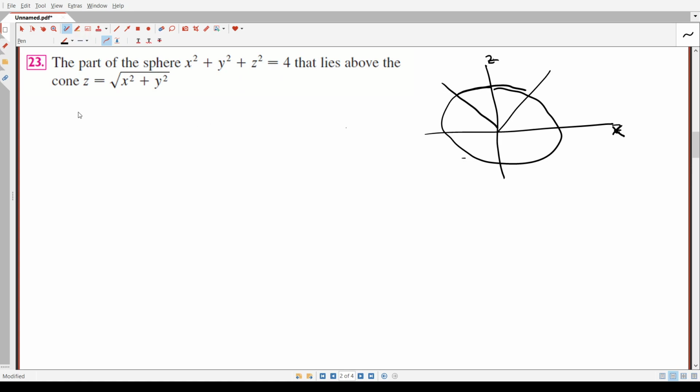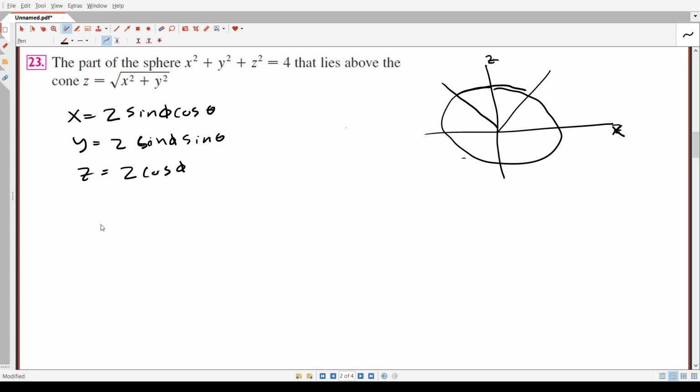So let's go ahead and say x equals 2 sine phi cosine theta, right? I'm just putting this into spherical coordinates with radius 2. y equals 2 sine phi sine theta, and z equals 2 cosine phi. So this is just this equation in spherical coordinates.